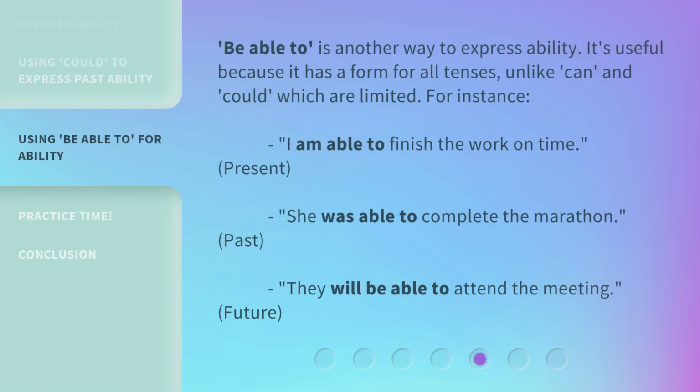Be able to is another way to express ability. It's useful because it has a form for all tenses, unlike can and could, which are limited. For instance, I am able to finish the work on time. Present. She was able to complete the marathon. Past. They will be able to attend the meeting. Future.